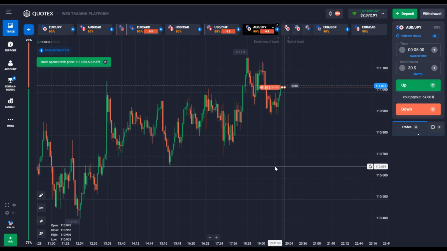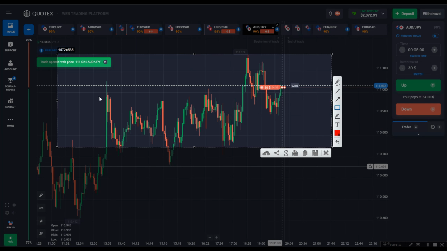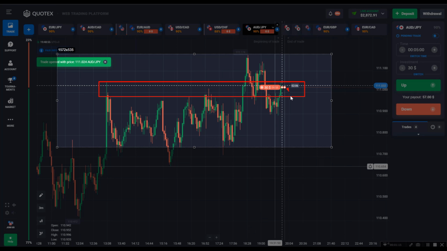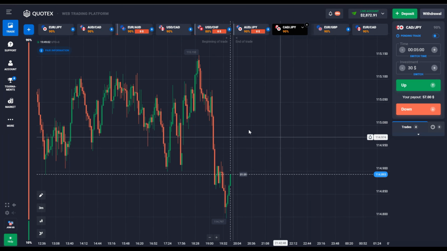Australian yen, trade for a decrease. Our price has reached the resistance zone. Moving up, I'm counting on a price reversal.